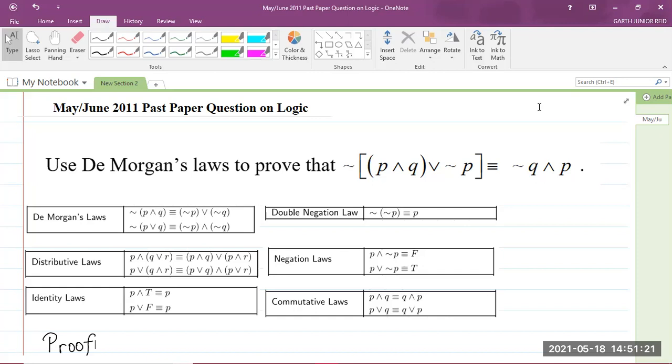And I have it right here. Although we need to use De Morgan's laws, there are other laws as well that we need to use in order to prove this statement.